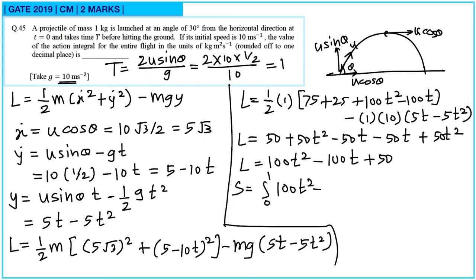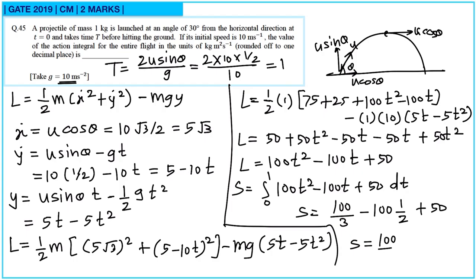10 into 100t² minus 100t plus 50 dt. So S is equal to 100t³ by 3, but t is 1. So this will be 1 by 3, minus 100t² by 2, so 1 by 2. I am integrating and putting the limits, plus 50t. So 100 by 3 minus 50 plus 50. So S is equal to 100 by 3, which is 33.3 up to 1 decimal place. So the answer is 33.3, and the answer given in the answer key is 33.2 to 33.4.